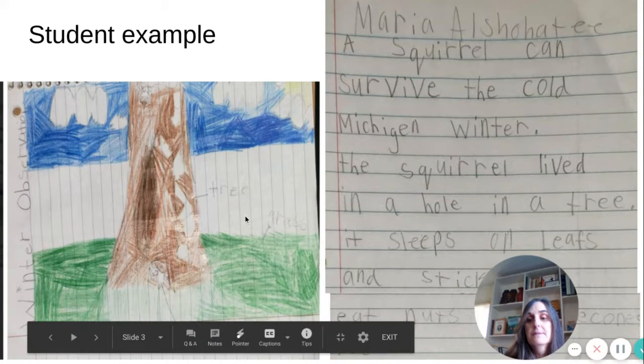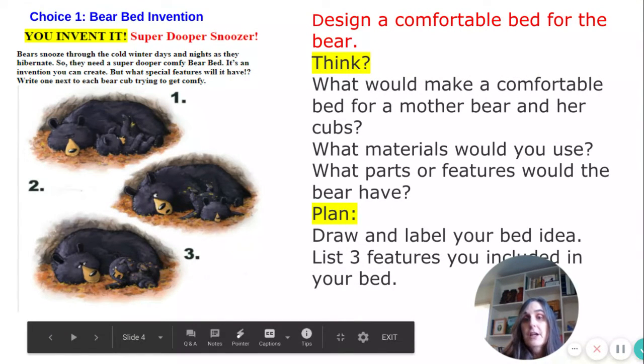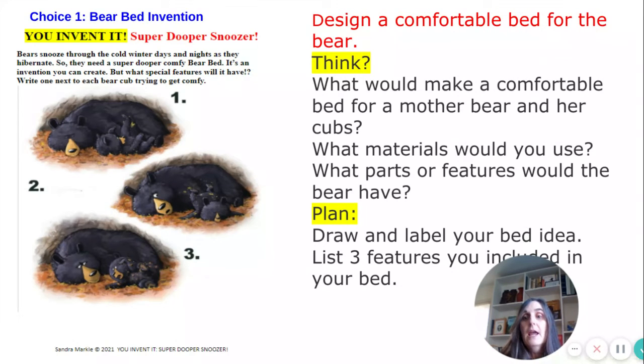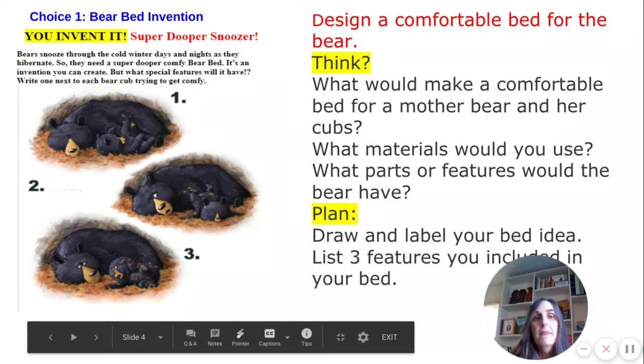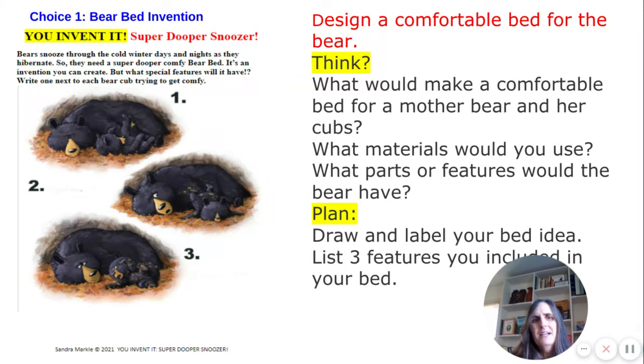Let's go on to our next hint. The second challenge is the Invention Challenge, and you have 2 choices for this challenge. The first choice is you can do a bear bed invention. So here you see a picture of the bear, and he's having a hard time snoozing because the ground is very uncomfortable and cold. So your challenge is to solve the problem of the uncomfortable bed. The bear wants you to design him a comfortable bed, actually it's a mother bear, the mother bear wants you to design a bed for her and her 3 cubs.